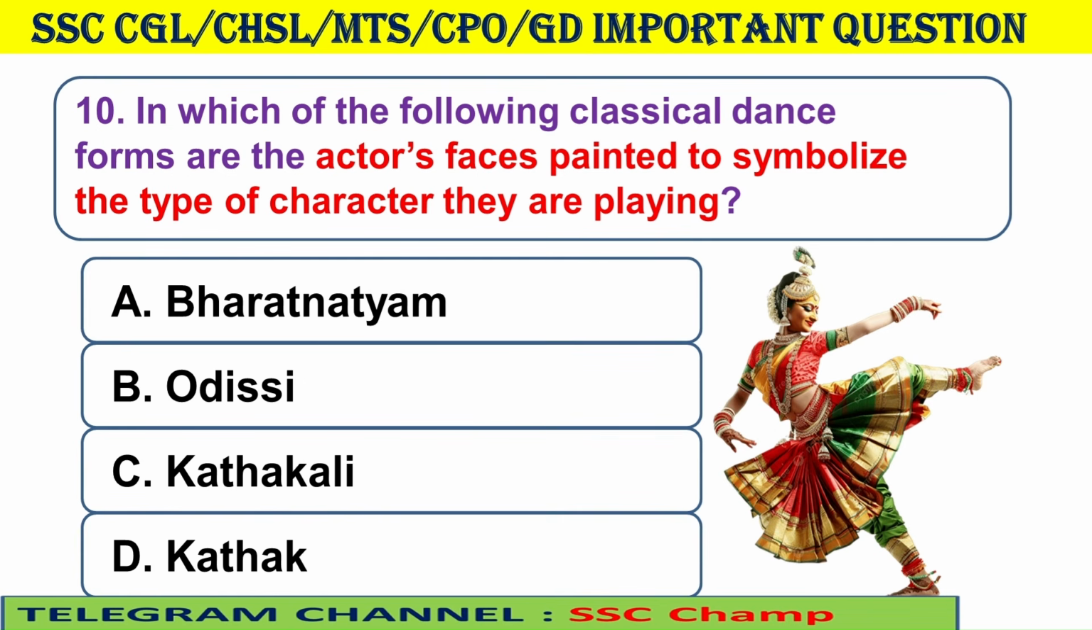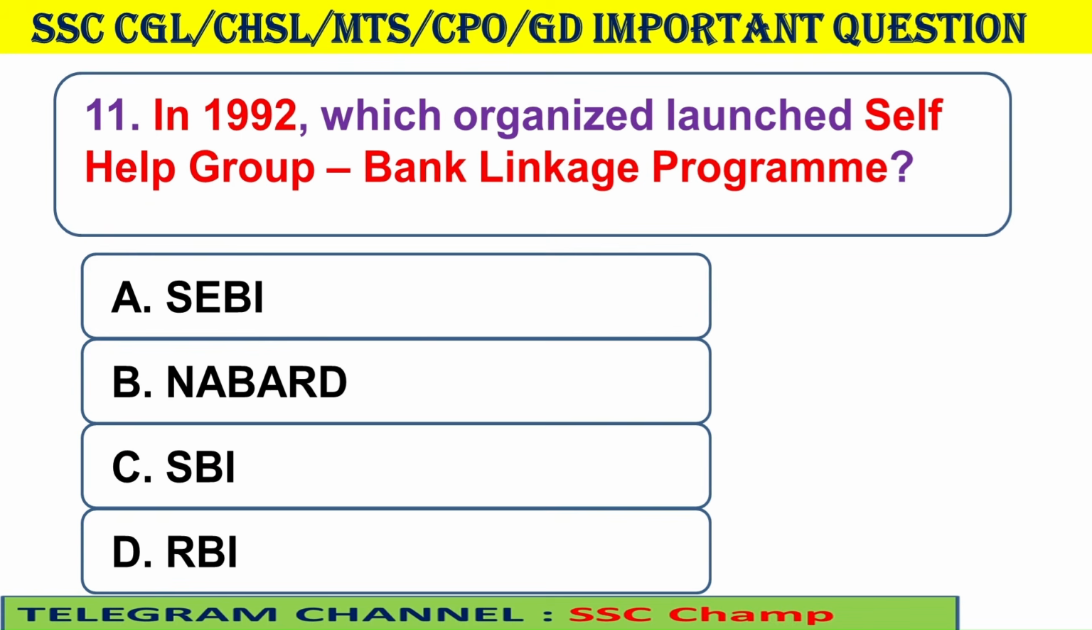of character they are playing? Option A, Bharatanatyam. Option B, Odissi. Option C, Kathakali. Option D, Kathak. Correct answer, Kathakali. In 1992, which organization launched the self-help group bank linkage program?